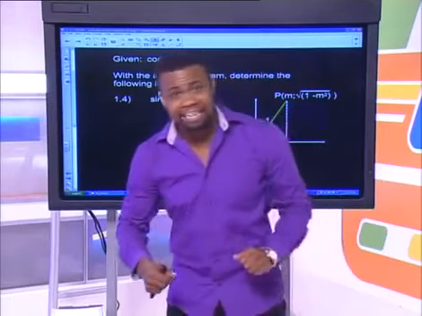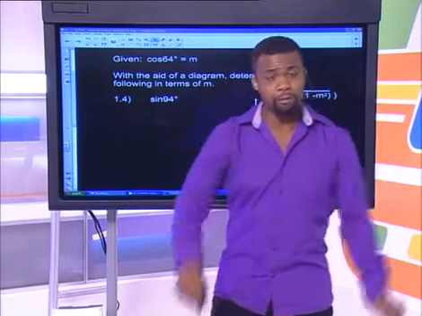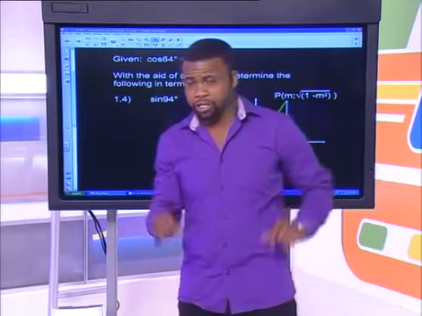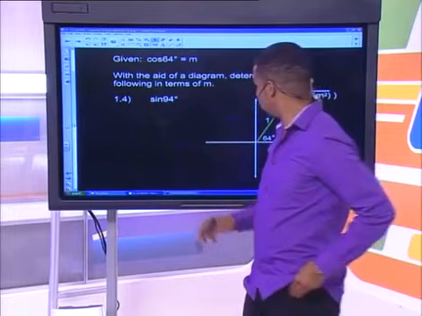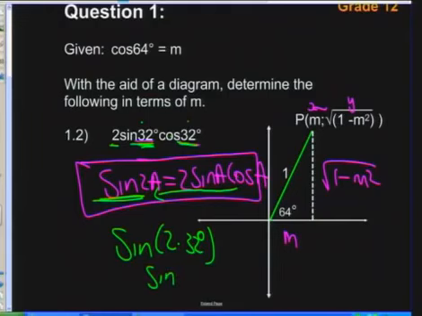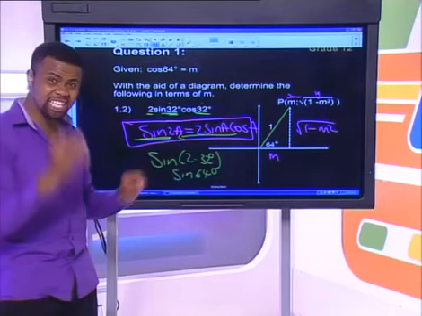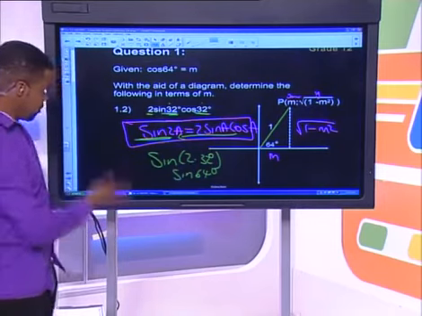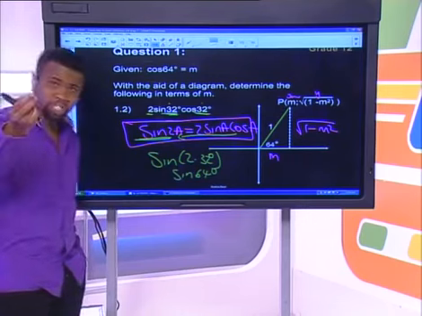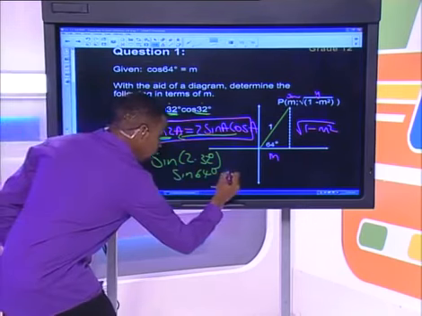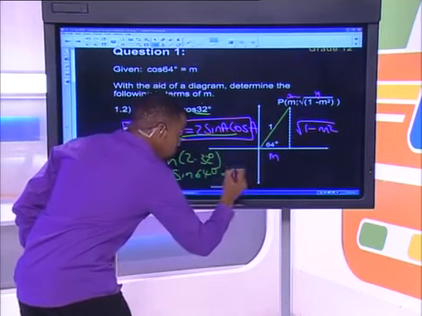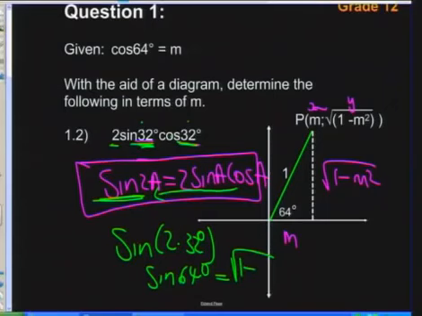I'm back again. I have 1.3, same problem, guys. Let's see what we can do. I have the same as that. So from there, I get sine 32 times 2 is 64 degrees. So I have sine 64, then I can use my diagram to determine sine 64 in terms of m. What is sine? Sine is opposite over hypotenuse. So opposite, there's my opposite. So I get the square root of 1 minus m squared over 1.